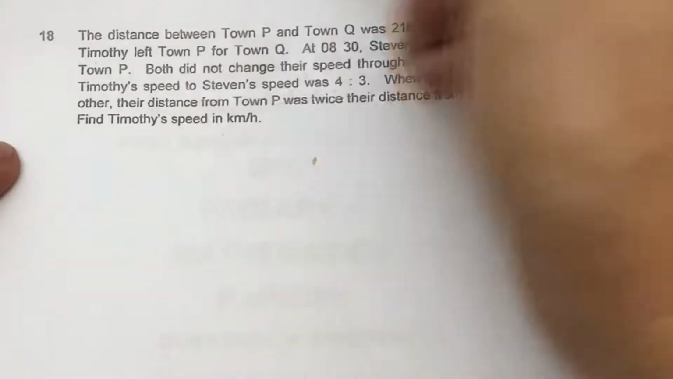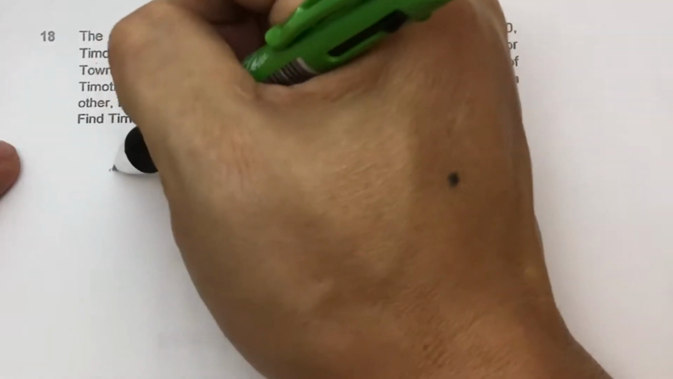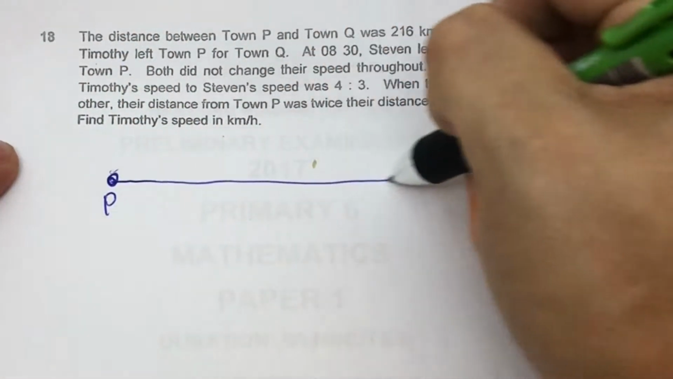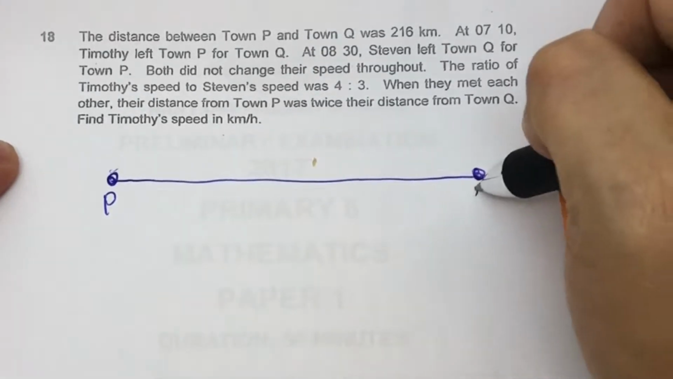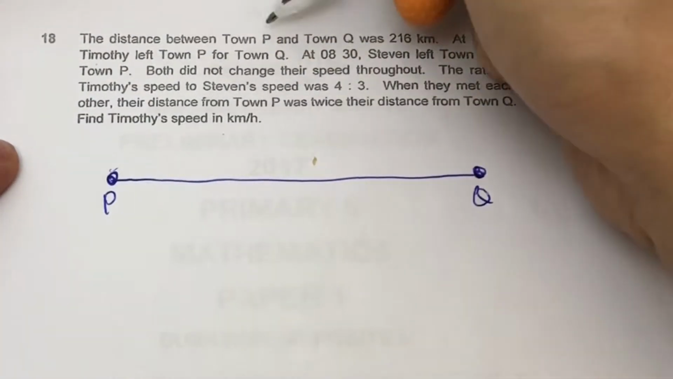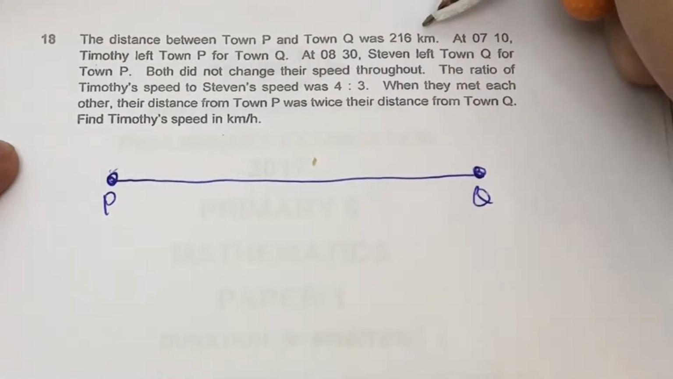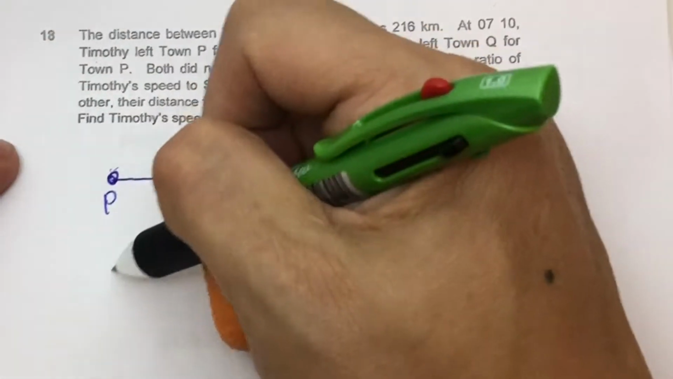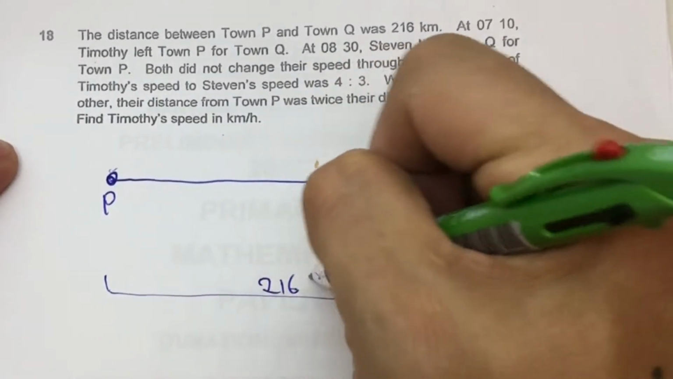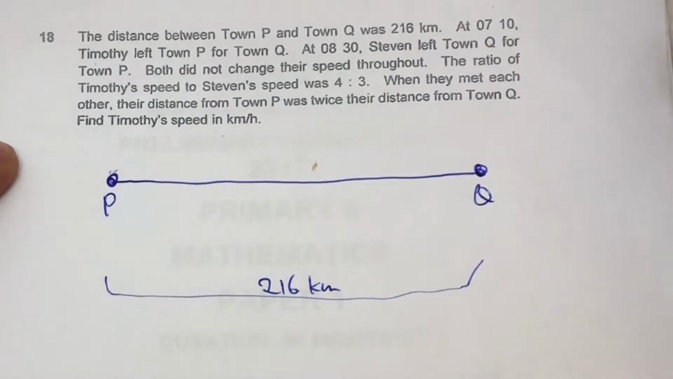So here we start off with two towns, P and Q. So that's P, and over here, that's Q. So P and Q. The distance between P and Q is 216 kilometers. So that's 216 kilometers.